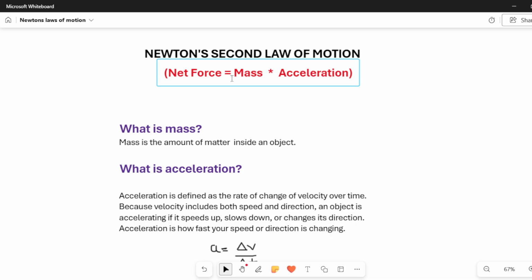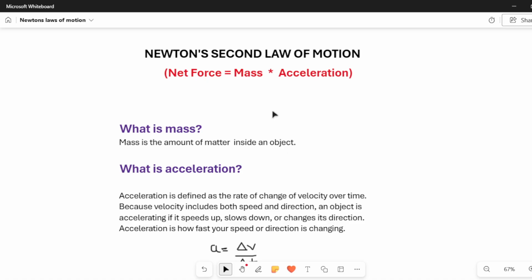So net force here is equal to, how will you calculate that? You need to have the mass. How much mass is there? Mass is nothing but your inertia. That will state how much inertia the object has and how much acceleration you want, or how much you want to speed up the object, so that you can calculate the force required to break the inertia.